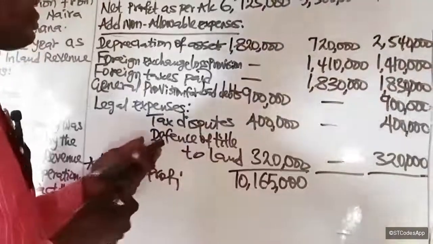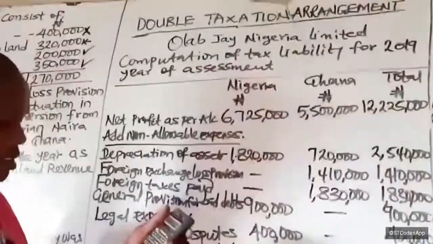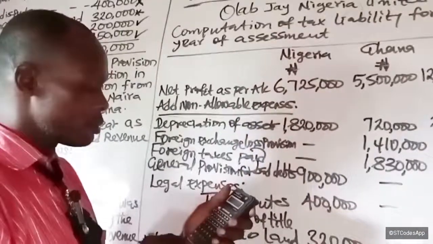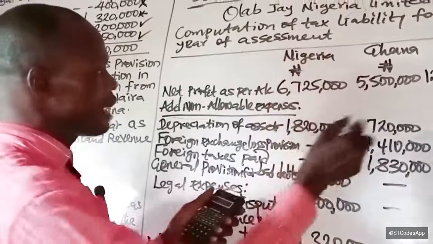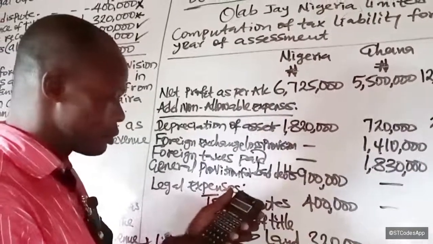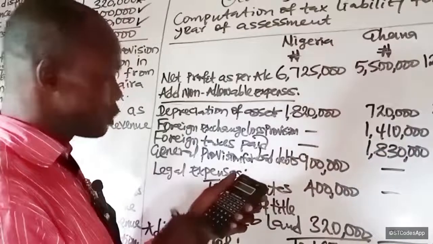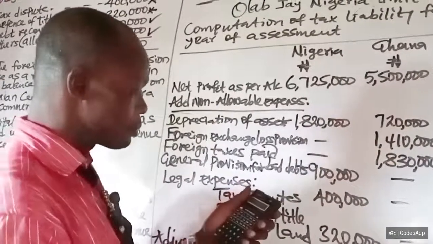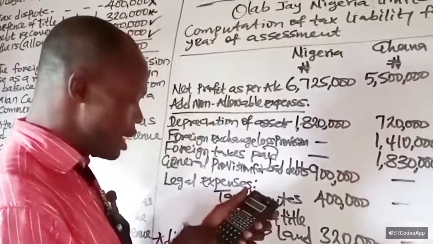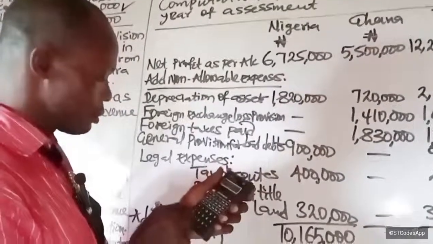Then for Ghana, we have 5.5 million plus 720,000 plus 1,410,000 plus 1,830,000.